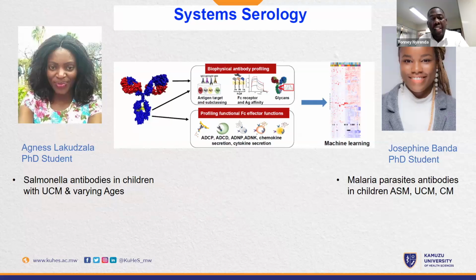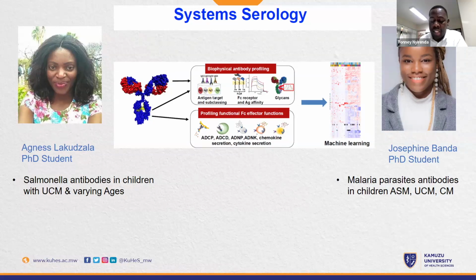So we are still conducting more studies to understand this further. We've got 2 PhD students doing systems serology. Agnes Lakuzala's PhD is on systems serology, particularly looking at Salmonella antibodies in children presenting with uncomplicated malaria, but also varying ages. And we have Josephine Banda, who is also doing a systems serology project on malaria parasite antibodies, looking at children with asymptomatic malaria and complicated malaria, but also cerebral malaria. And we look forward to their results.